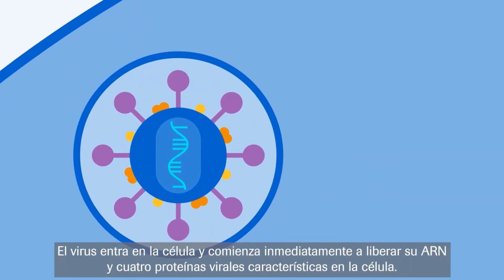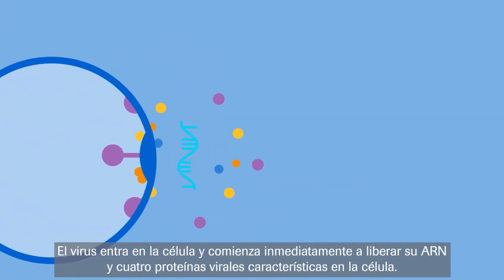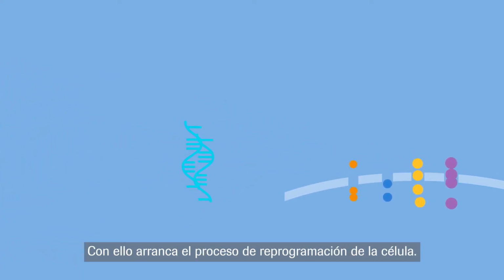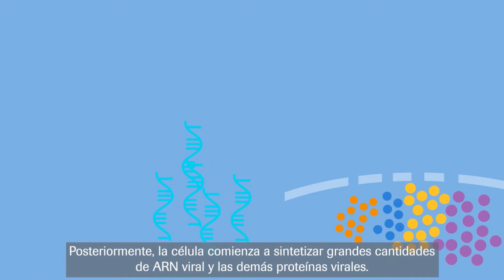The virus enters the cell and immediately begins to release its RNA and 4 characteristic viral proteins into the cell. This kicks off the process of reprogramming the cell. And this means that the virus takes over the host cell's replication and protein biosynthesis systems. Subsequently, the cell starts to produce large amounts of viral RNA and other viral proteins.